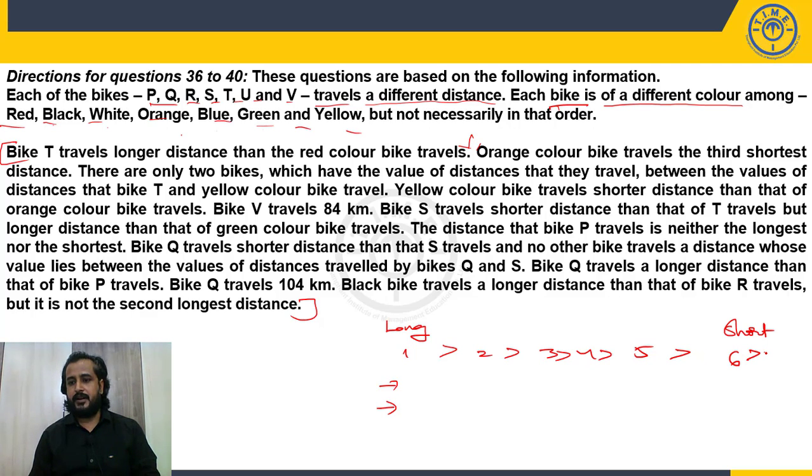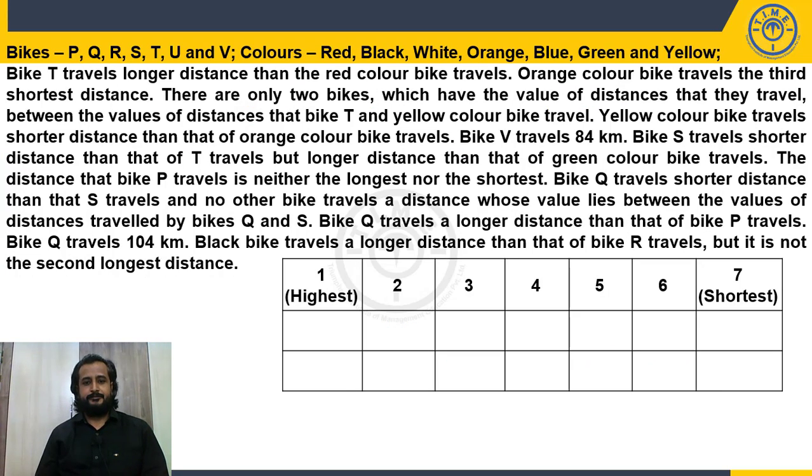And how many bikes are there? 7, right? 7. So this will be my basic structure. What are the names of the bikes? P, Q, R, S, T, U, V. Colors? Red, black, white, orange, blue, green and yellow. And these are our basic structure. Right? Okay. Highest, second highest, third highest, fourth highest, fifth highest, sixth highest and shortest. First shortest, second shortest, third shortest, fourth shortest, fifth shortest, sixth shortest, seventh shortest, nothing but highest distance.